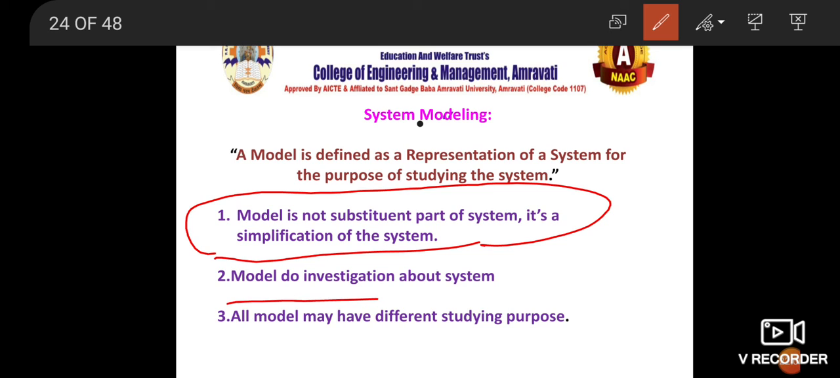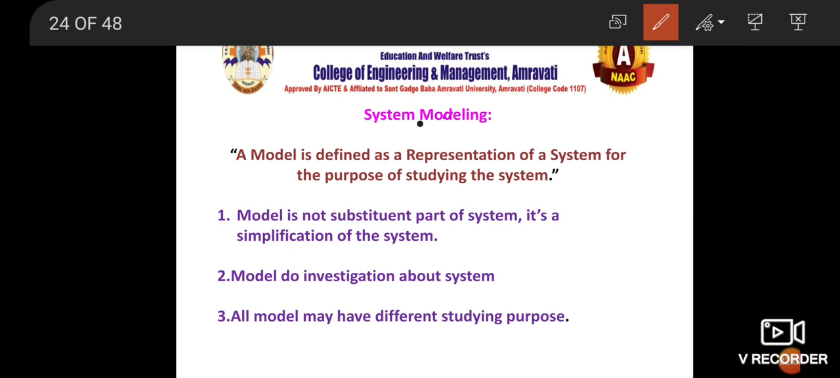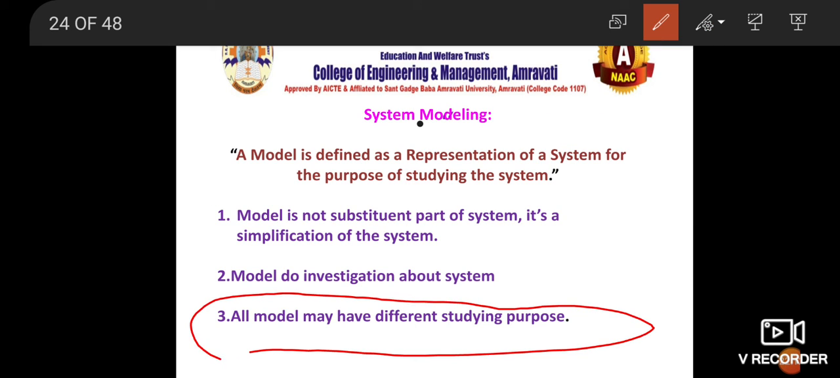A model is used to do investigation, and all models may have different studying purposes. It is but obvious there can be different studying purposes. The purpose could be any: to make a new system, to make the system better, to have some changes in the system, to predict the outcome of the system, or just to understand the functioning of the system for certain reports, audits, surveys, or whatever it is.